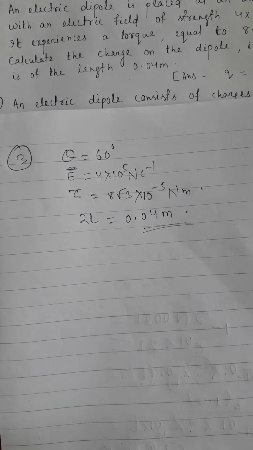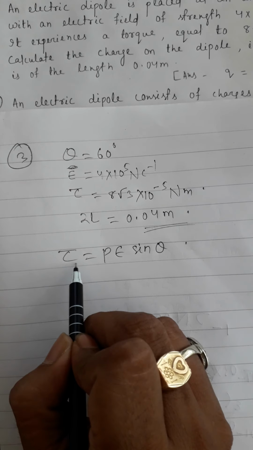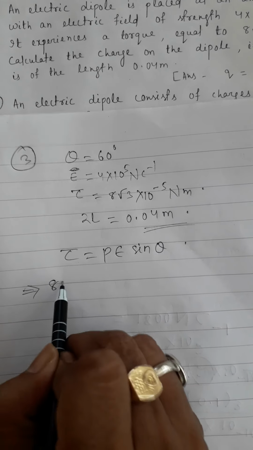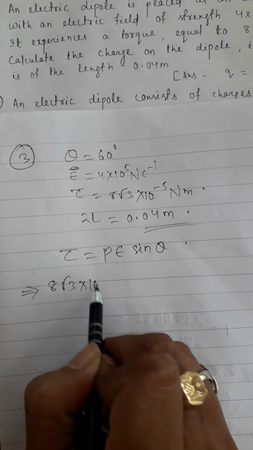So now we know tau is equal to PE sin theta. So tau is given, that is 8 root 3 into 10 to the power minus 5 is equal to P. P is not given, P into E. E is equal to 4 into 10 to the power 5 into sin theta, that is sin 60 degree. Sin 60 is root 3 by 2.